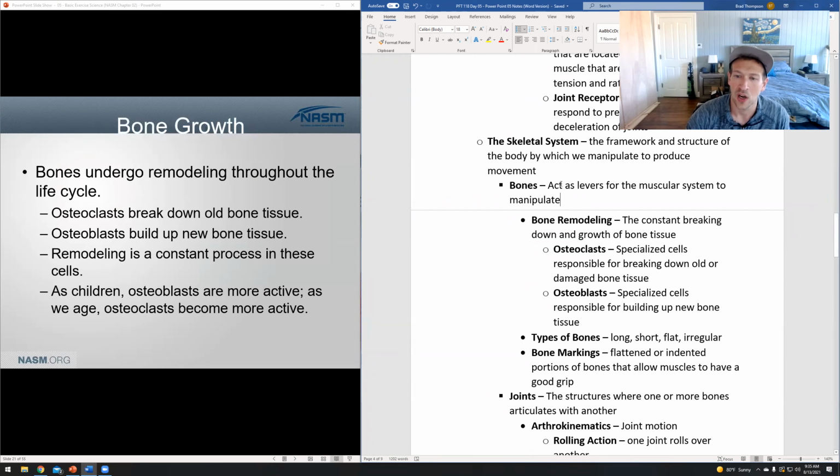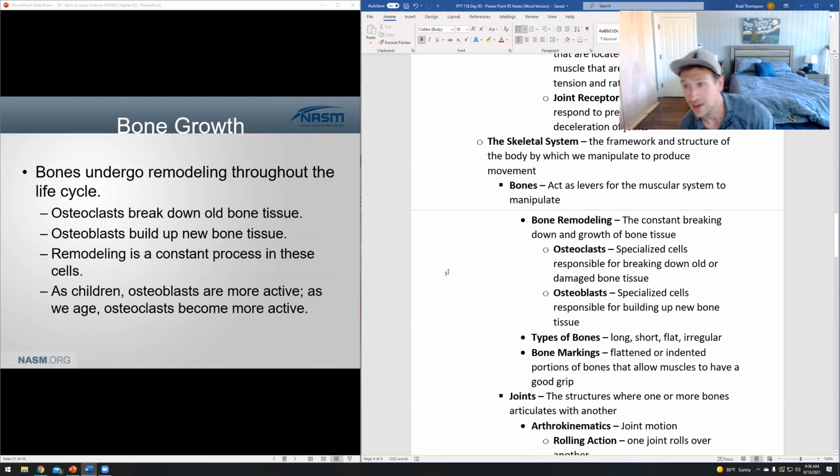So your bones are these big, hard, long organs that act as levers to be manipulated by our muscular system. So if I want to be able to reach something that's over here, I've got this big long bone, and when I recruit my deltoid muscle and pull it this way, it drags that bone around. And so bones are the actual levers whenever we're talking about human movement.